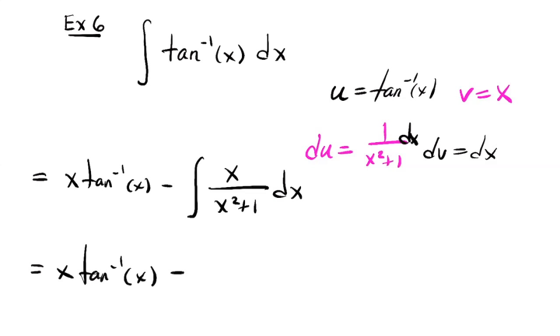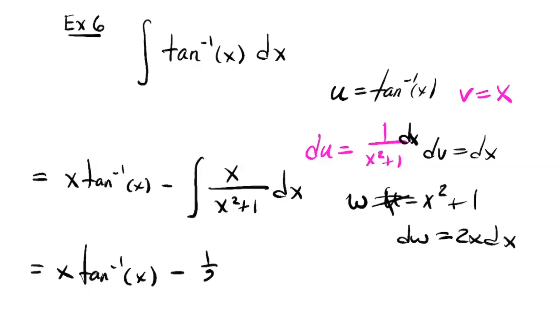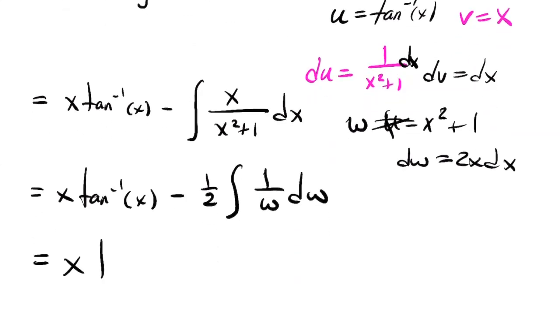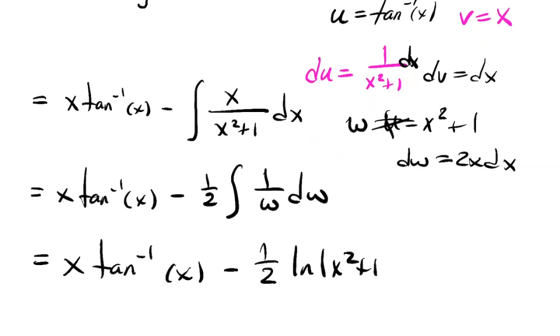Yeah, I'll get you started. You need to let u, or I can't let u, u's already taken. Let w equal x squared plus 1. So dw is 2x dx. So this thing has the form 1/2 integral of 1 over w dw. Okay. So what's that? That's 1/2 the logarithm of w, and w is x squared plus 1.